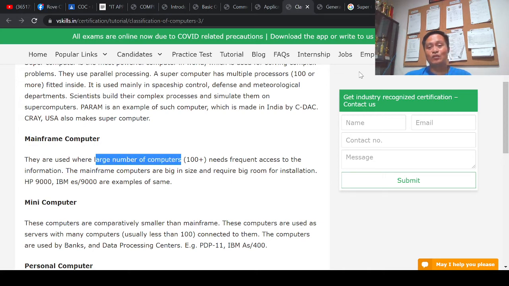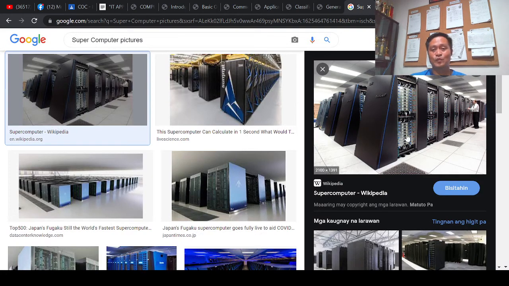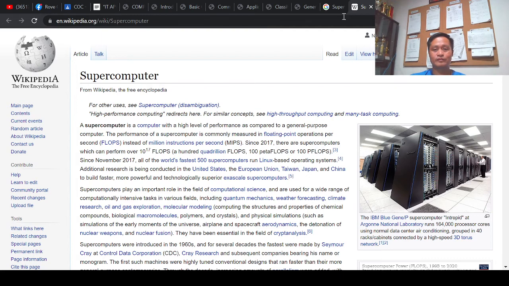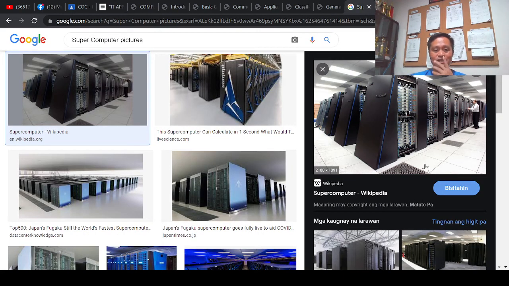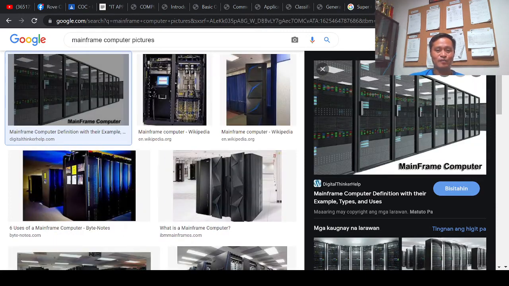Okay, I would like to share with you the pictures of supercomputers. This is the supercomputer picture. So big, and it needs to be well ventilated. And the picture of the mainframe computer. This is the mainframe computer, somewhat similar to supercomputers, with a slight difference in terms of capacity. Those are the pictures available on Google.